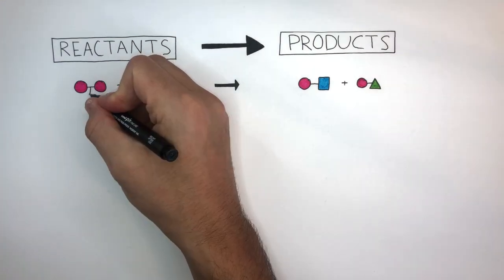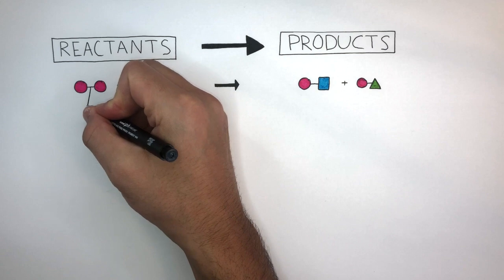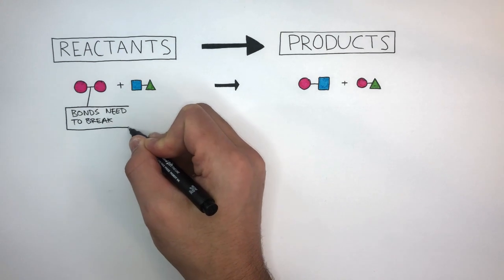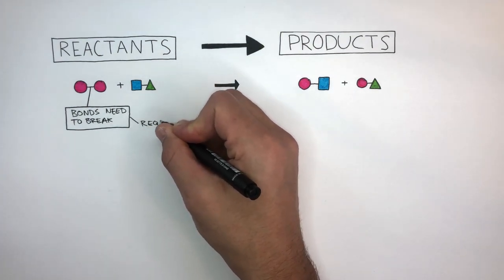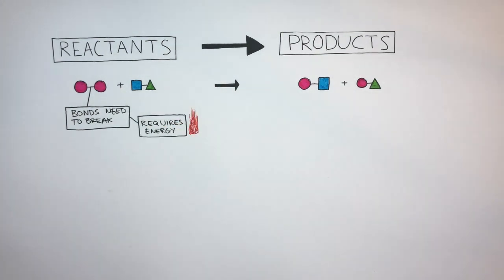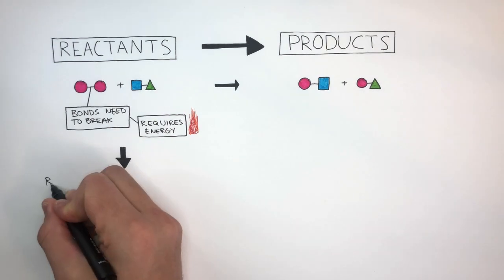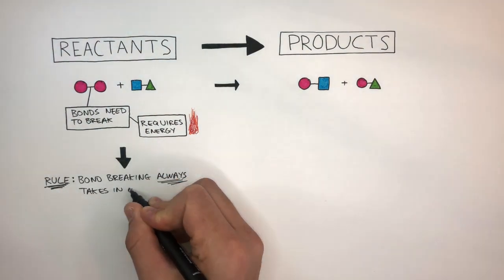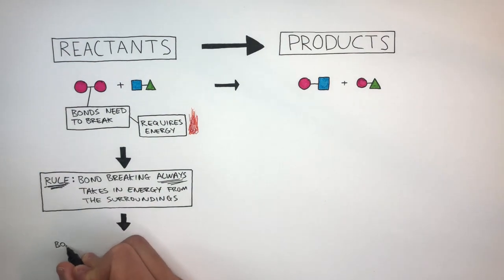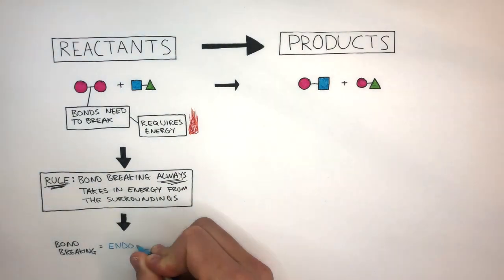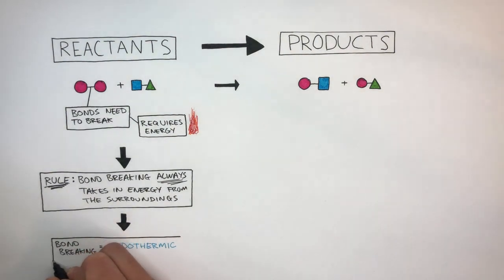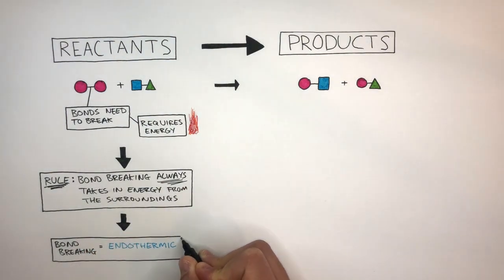So in any chemical reaction, the first thing that takes place is the bonds need to break between the atoms in the reactants. And breaking bonds always requires energy, and this energy is taken in from the surroundings to break the bonds. So a very important rule to remember is bond breaking always takes in energy from the surroundings. This means bond breaking is endothermic, as energy is being taken in from the surroundings to break the bonds between the atoms in the reactants.